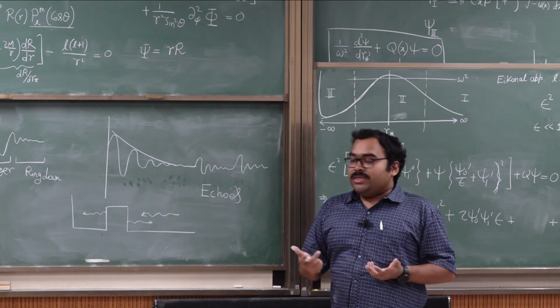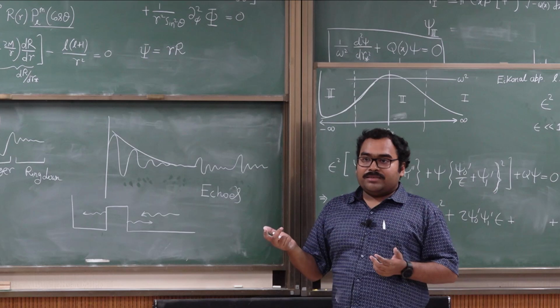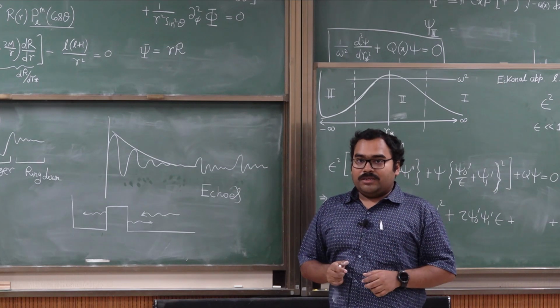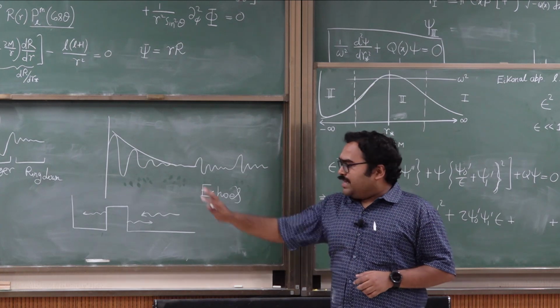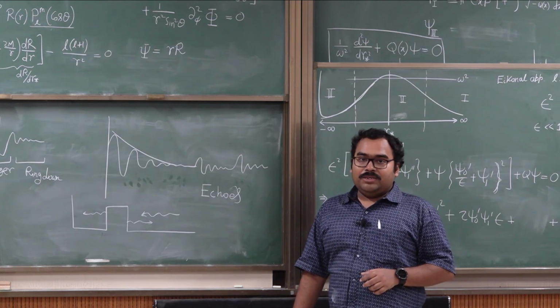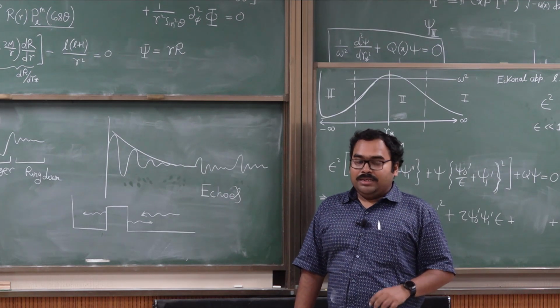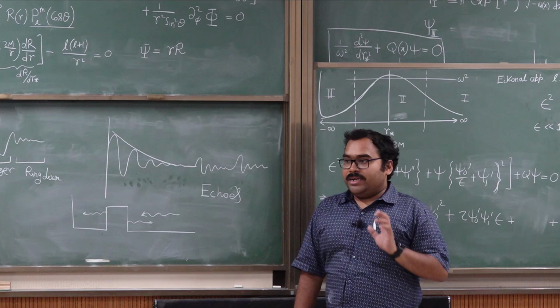So if you can independently measure the final mass and spin of the black hole by some other method, then you of course can do a much better analysis. And there are also other ways to get rid of this, which I will probably discuss at some stage. So I think with this I will stop and I will take any questions.